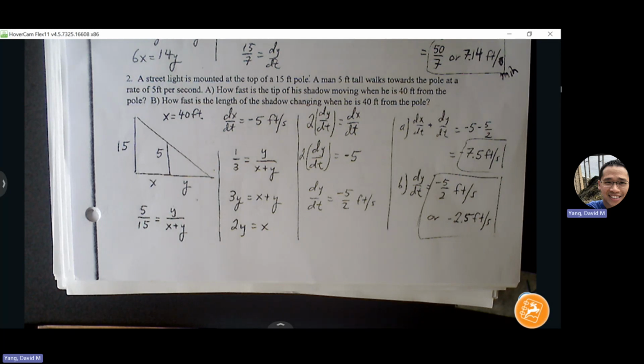This one's flipped around here. It's easier to get to part B first. So I solve for part B, which is dy/dt. And then for the tip of the shadow, I'm going to just add those together. So -5 plus -5 halves gives me -7.5.